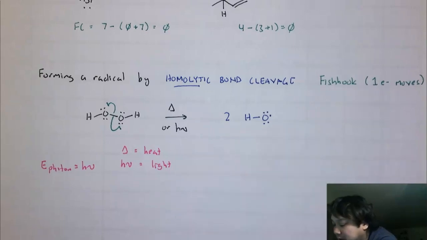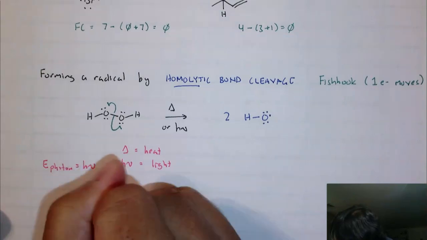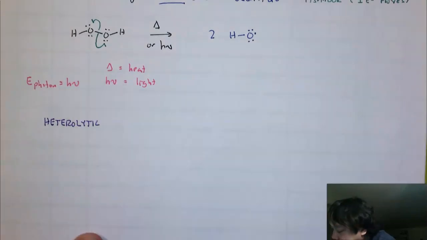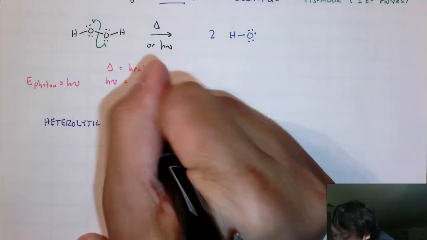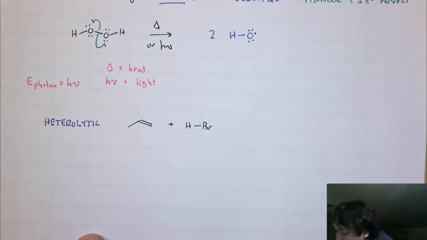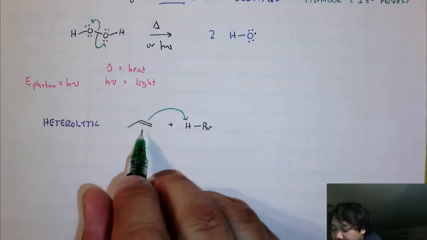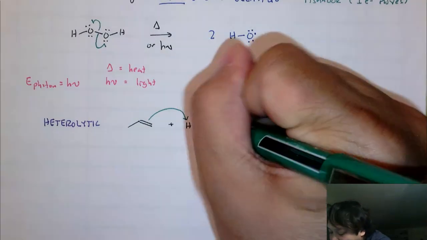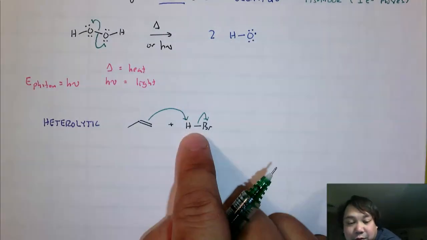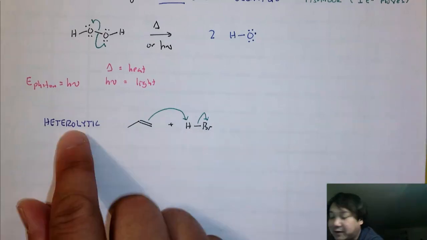The opposite of homolytic is heterolytic. And we've seen heterolytic before. Heterolytic is you move 2 electrons. So for instance, in our alkene reactions, we have this. I'm going to use a full arrow now, because I'm moving both electrons of the pi bond, and over here transferring 2 electrons of this sigma bond. So that's called heterolytic bond cleavage.